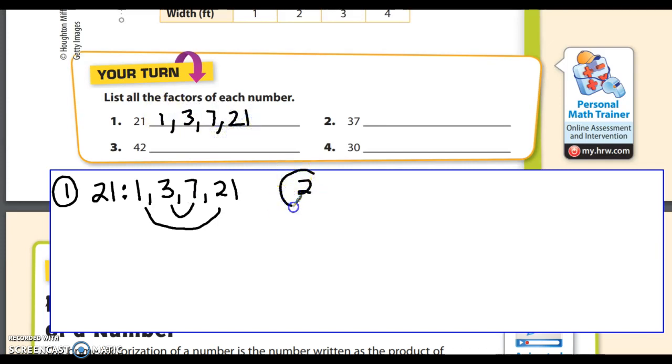Number 2, 37. 37 is another odd number, so I know 2 won't be a factor. 1 is a factor of 37, and 37 is. Now we just got to check our other numbers.